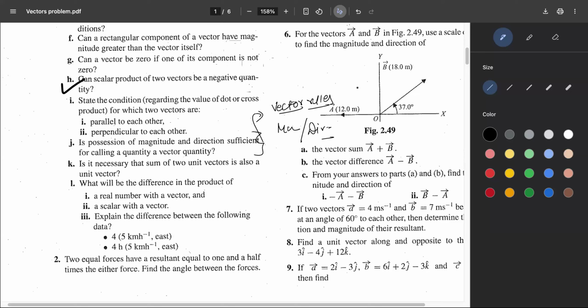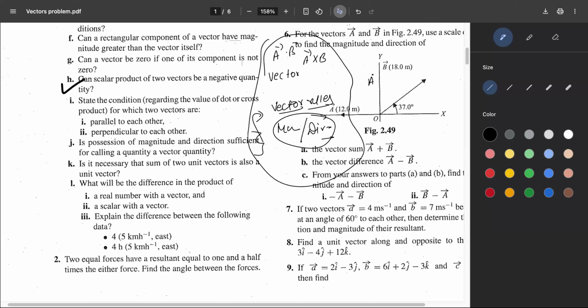It should also follow vector multiplication, what we used to do in the case of a dot b and a cross b. Combining all these things makes a vector quantity, not just by saying that you have a magnitude and direction, so you are a vector quantity. No, this is not possible.